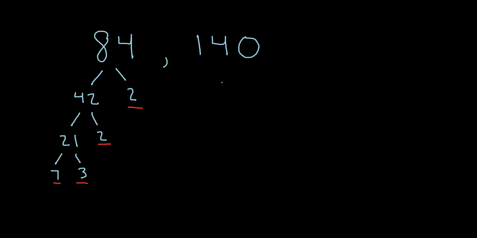Now let's do 140. Well, it's also an even number, so we know we can divide it by 2. So we'll say 140 divided by 2 is 70. 2 is a prime, so we'll underline it. 70 is even, so we can break that down into 2 and 35. 2 is prime, so we'll underline it. And then 35 can be broken down into 7 and 5, which are both prime as well. So we've performed prime factorization on both 84 and 140.